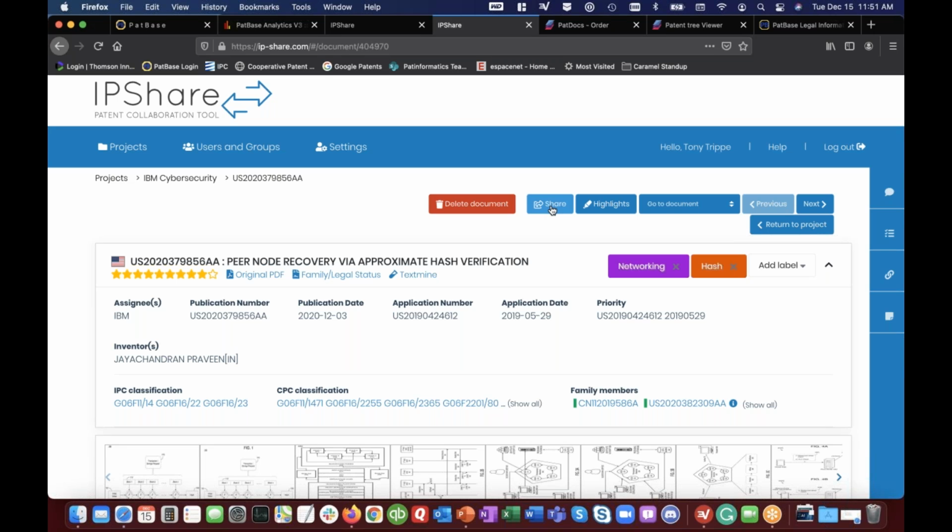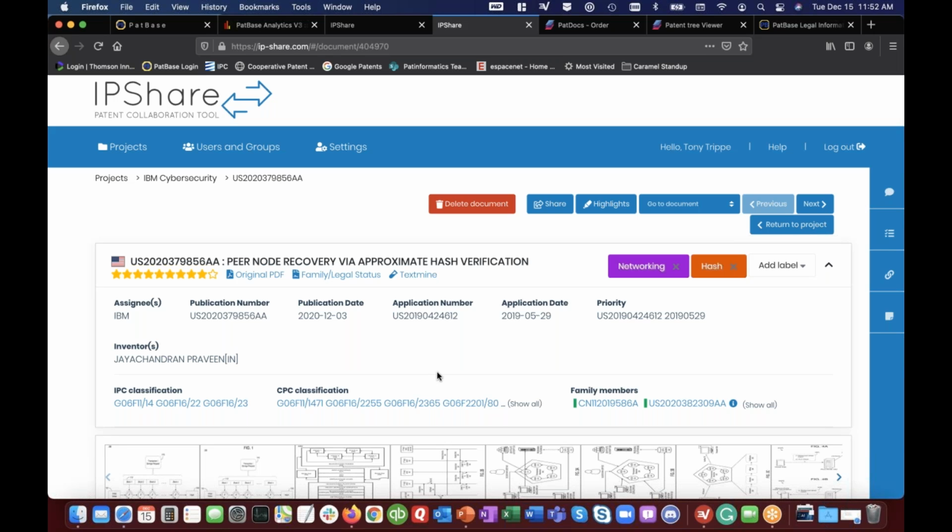There's a very clear share button here, but with a tool like IP Share, it's got collaboration right in the name. The more that you can draw people into a system like this in order to take advantage of all of the features, the better. Email is great. Excel spreadsheets are fine. Lots of people share information in lots of different databases in lots of different ways.